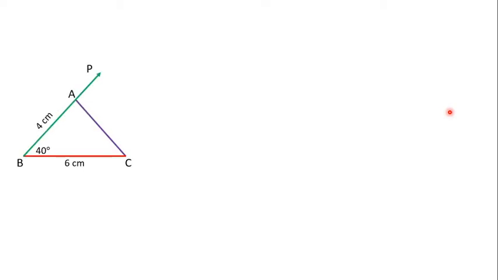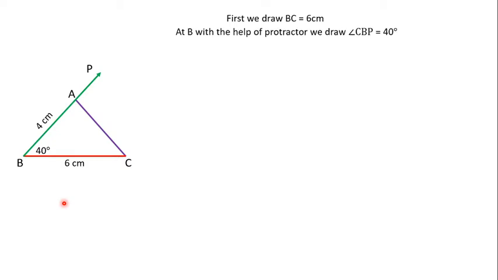Here is a triangle ABC in which two sides and an included angle are given. So how are we going to start? First we draw the line segment BC, which is equal to 6 centimeter. Then at this point B, we keep the protractor. With the help of the protractor, we are going to construct this angle of 40 degrees.